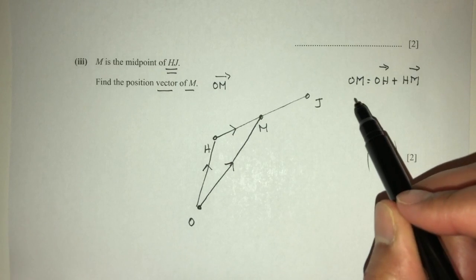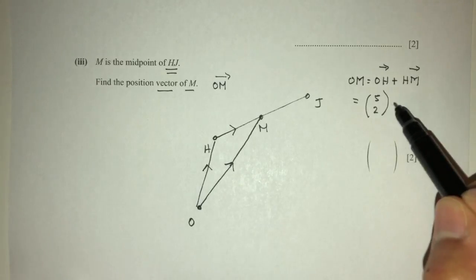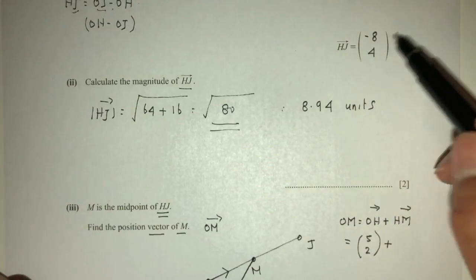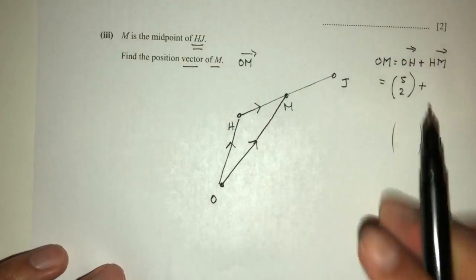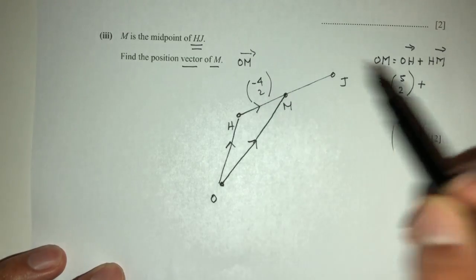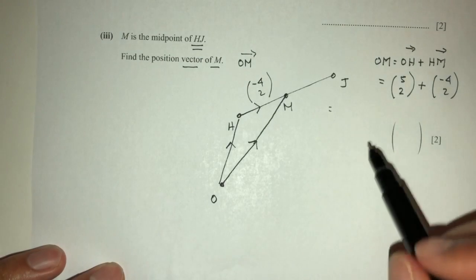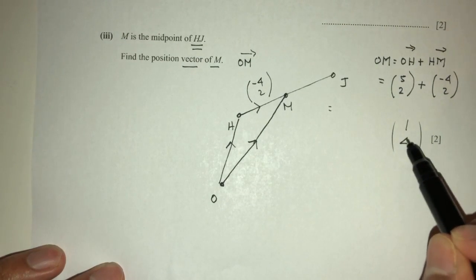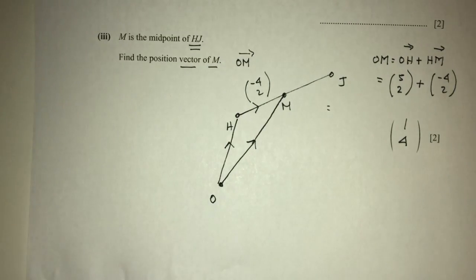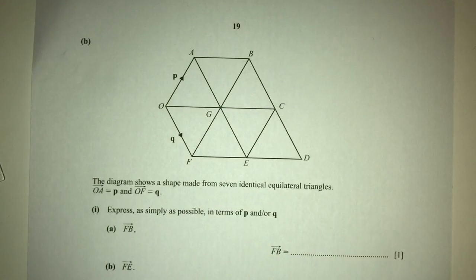Okay, so let's do that. OH, as we know, is given to us as 5, 2. What is HM? We know HJ is -8, 4. Because M is a midpoint, HM should be half of that, so -4, 2. HM will be -4, 2. That will be 5 minus 4 is 1, 2 plus 2 should be 4. So OM is 1, 4. That will be the answer for part 3. Now let's move on to part B of the question, number 9.